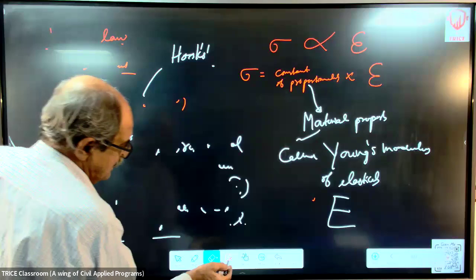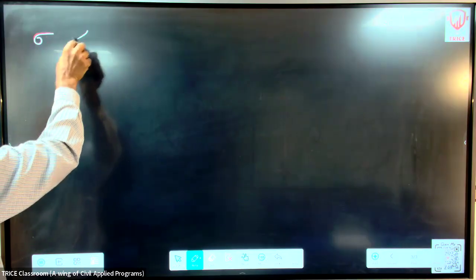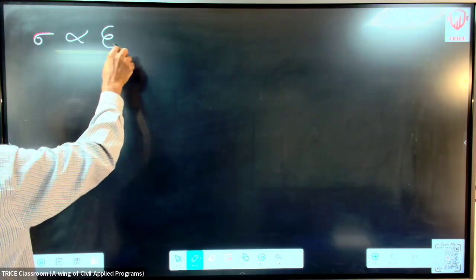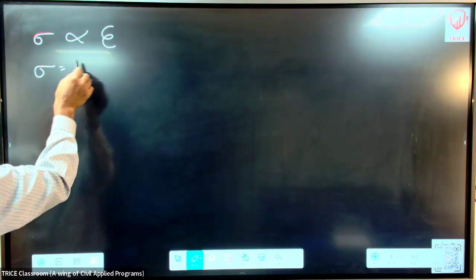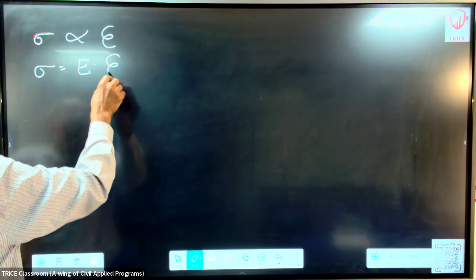Okay, no, I will remove clean. I will clean it. Start. I told just now, stress. Okay, I use black, white color. Stress proportional to strain, or stress equal to what? Modulus of elasticity into strain.